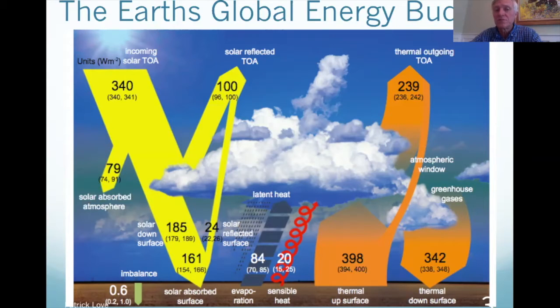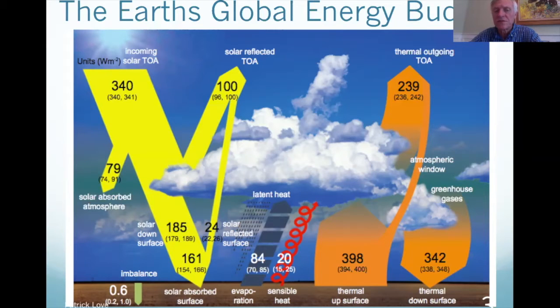Some energy gets reflected off the clouds. Some energy that makes it to the surface gets reflected by ice and all the different parts of the surface. So what actually gets absorbed at the surface is 161 watts per square meter. This is equivalent to about 3 60-watt light bulbs. And obviously that's the energy that we use.